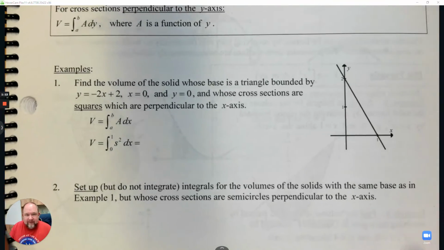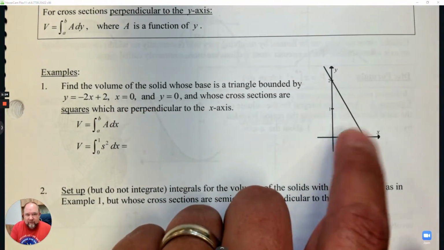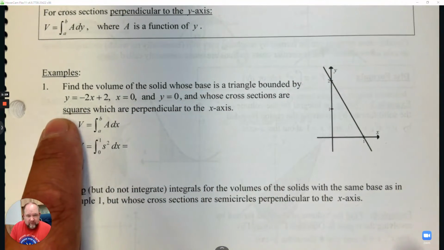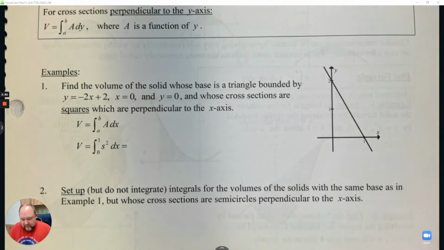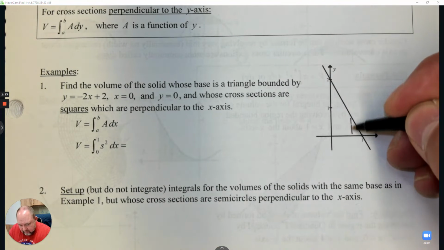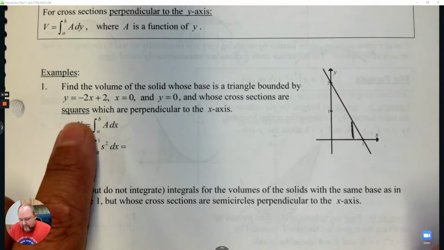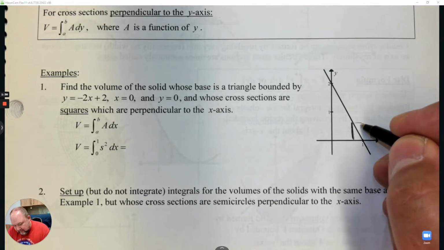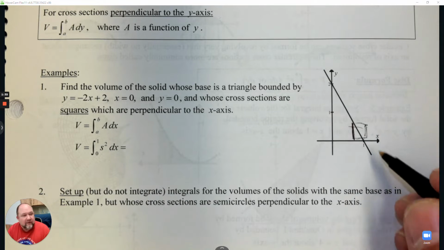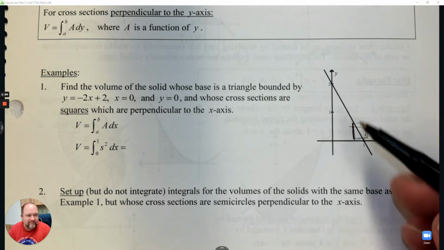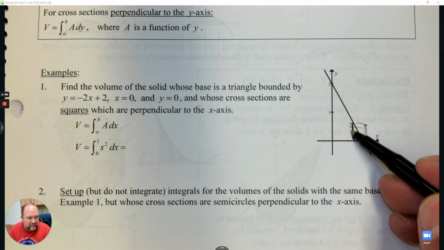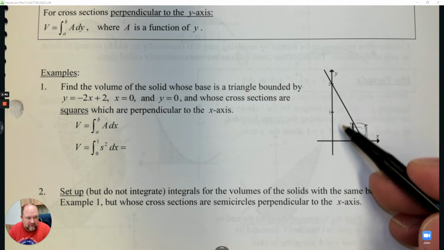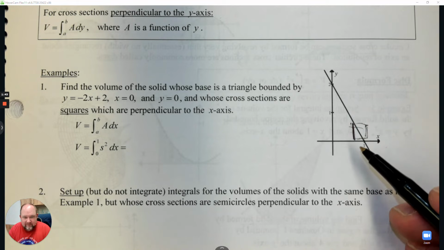So in question number 1, find the volume of the solid whose base is this triangle. It's already been graphed for you, and whose cross sections are squares, perpendicular to the x-axis. So this is perpendicular to the x-axis. And what we have here, that's the base, and then the volume are these squares that are sticking out, coming at you. I don't know how to draw this, so that's the base and the square sticking up at you. And there's a bunch of squares, infinite number here, that then create that volume.